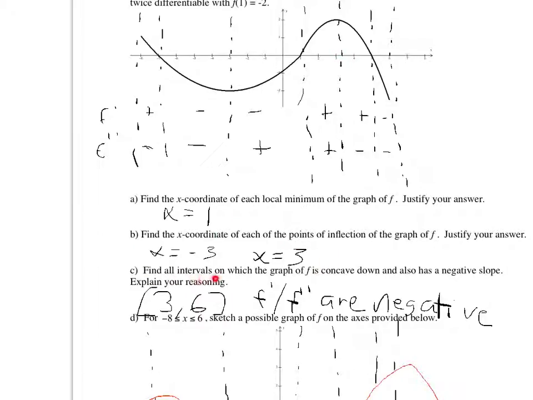And this one says, find all the intervals on which the graph f is concave down and also has a negative slope, explain your reasoning. So first thing I did was look for where I saw concave down, and I found it here. But on this side, the slope is going to be positive, so I'm not going to be using that. But over here, it's negative, as it's coming down from 3. So it's going to be from 3 all the way down to 6. I stopped at 6 because I don't know whether or not it'd be 3 to infinity, but in relation to the graph, it's going to be 3 to 6.